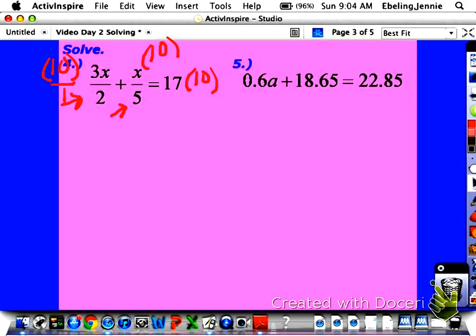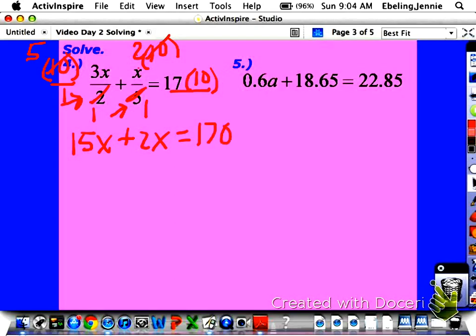So it's like a 10 over 1. And I notice this 2 will go into itself once, into 10 5 times. 5 times 3x is 15x. Then I do my second piece. This 5 right here goes into itself once, divides into 10 2 times. 2 times x is 2x. And then 17 times 10 is 170.